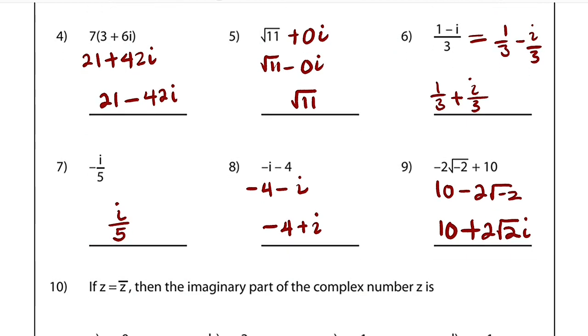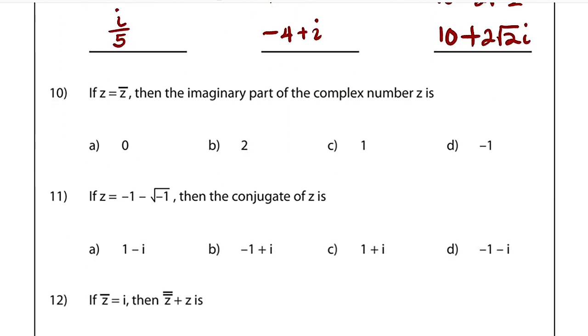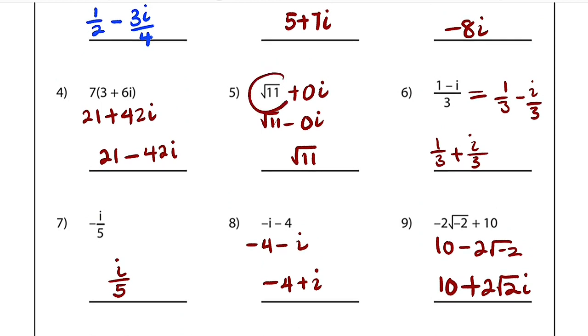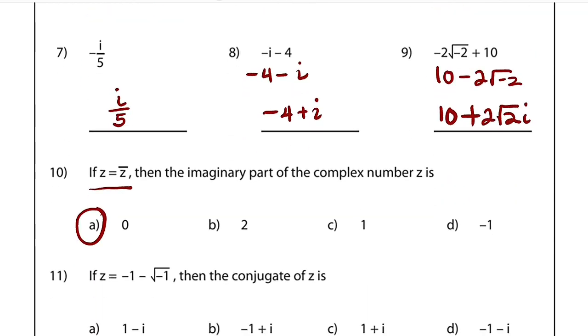Moving on to the other part, 10 to 12. Question number 10 states that if a complex number is the same thing as its conjugate, then the imaginary part of the complex number z is 0. We have treated this one in question number 5. Look at it here, we have the complex number just root 11 and the conjugate is also root 11. So when the imaginary part is 0, that is when you have a complex number equal to its conjugate.